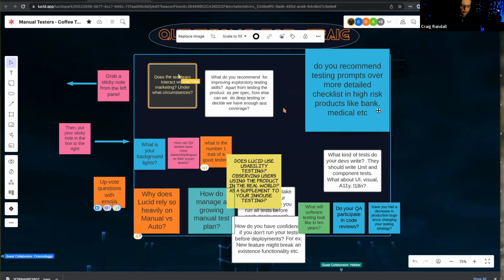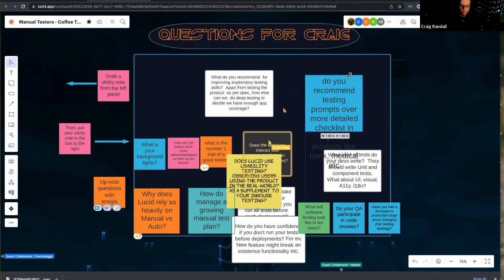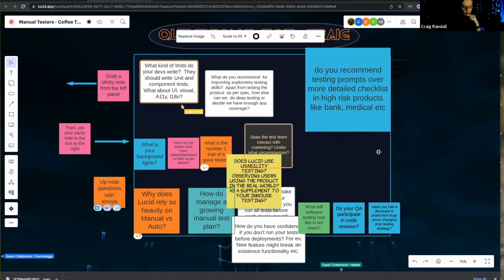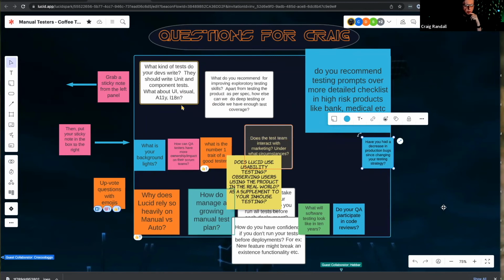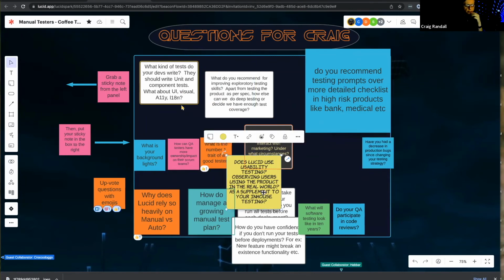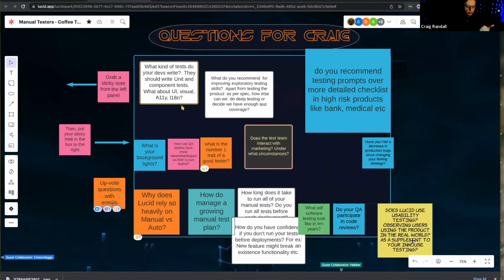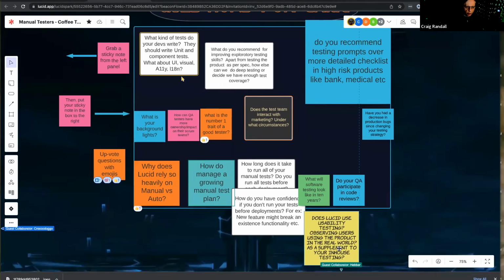Assume that it will, unless you verified that it won't. All right, what kind of tests do your devs write? They should write unit and component tests. What about UI visual? So yes, they're writing unit tests. They are writing component tests.